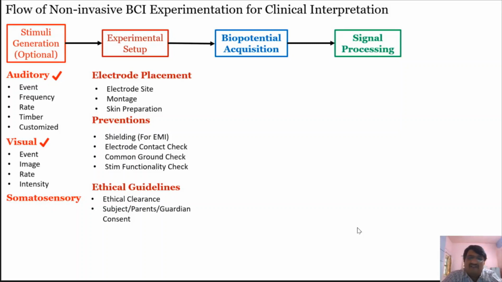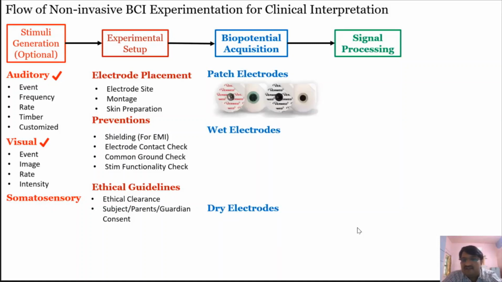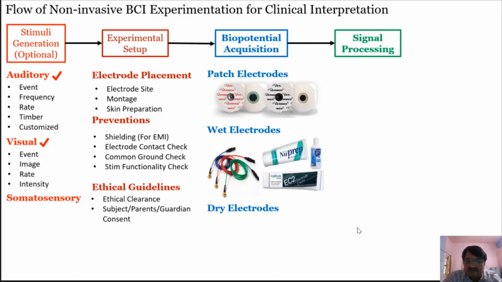We'll see which kind of biopotential we are going to acquire, but we will also see which kind of electrodes we are going to use. This is nothing but a patch electrode. Some of you might have seen it in ECG recording. It is placed on your chest and the ECG is recorded. So this is a patch electrode. Additionally, for EEG signals nowadays we mostly use dry electrodes, which are smaller than this. So it will be something like this.